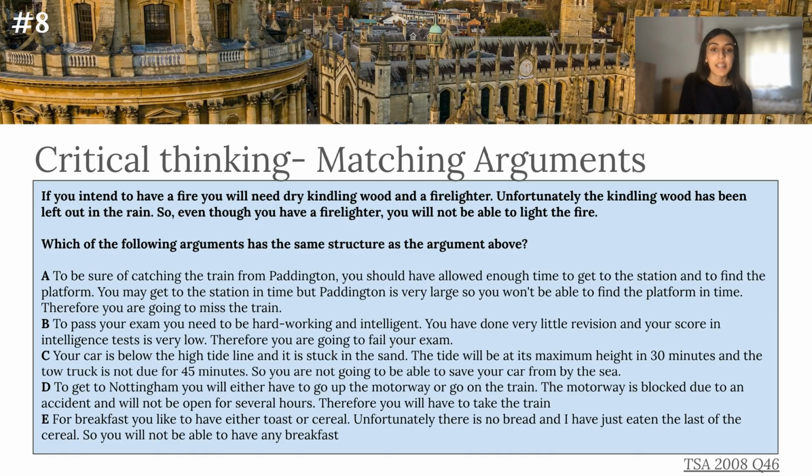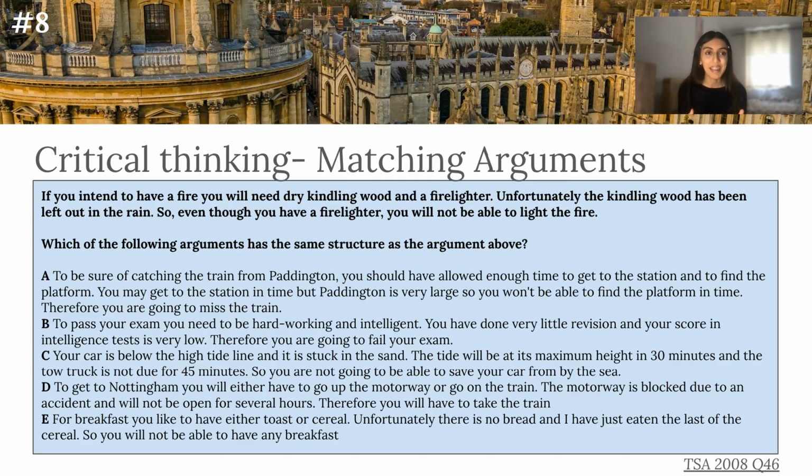With sentence 2, it says, unfortunately, the kindling wood has been left down the rain. So essentially, you don't have it. The structure of that says that requirement 1 is missing. With sentence 3, even though you have a firelighter, you will not be able to light the fire. The structure says that even though you have requirement 2, you cannot achieve the goal because one necessary part is missing. So basically, to get to G, you need 1 and 2. You have 2, but you lack 1, therefore you cannot get to G.